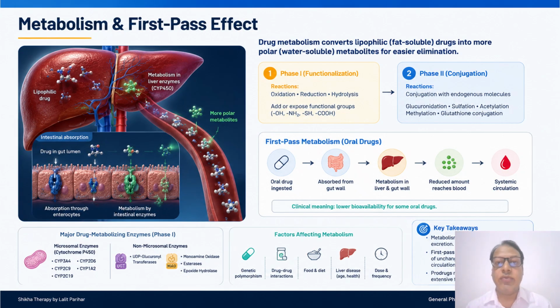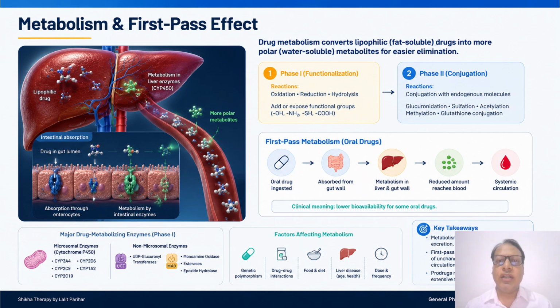The third major process of pharmacokinetics is drug metabolism, also known as biotransformation. वर्ड से आपको पता चल रहा है बायो ट्रांसफॉर्मेशन, बायो मतलब लिविंग, ट्रांसफॉर्म मतलब वन स्टेज से दूसरे स्टेज में कन्वर्ट हो जाना। तो ड्रग मेटाबॉलिज्म converts lipophilic and fat soluble drugs into more polar or water soluble metabolites, making their elimination from the body easier.